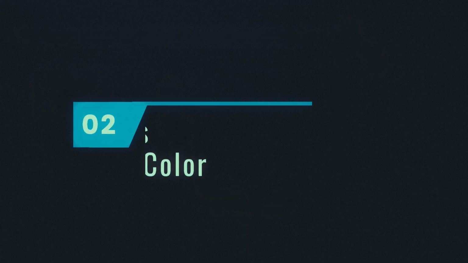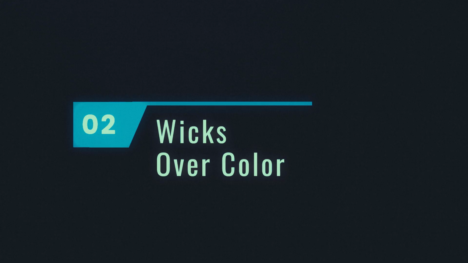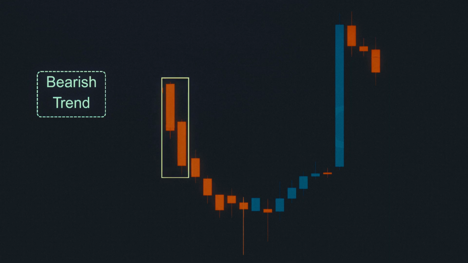Which leads us perfectly into Section 2, Psychology over Pigment, why that lower wick is actually way more important than the candle's color. This is a huge psychological realization, and honestly, it trips up so many beginners who get way too obsessed with the visuals.